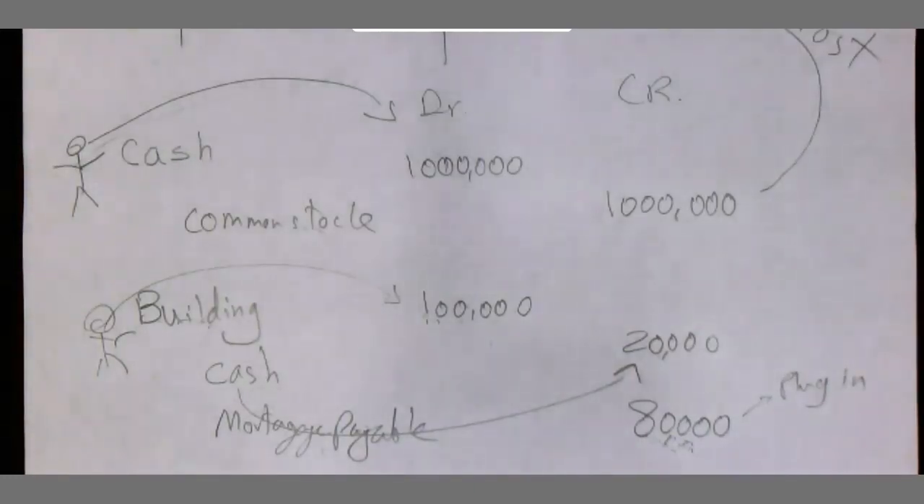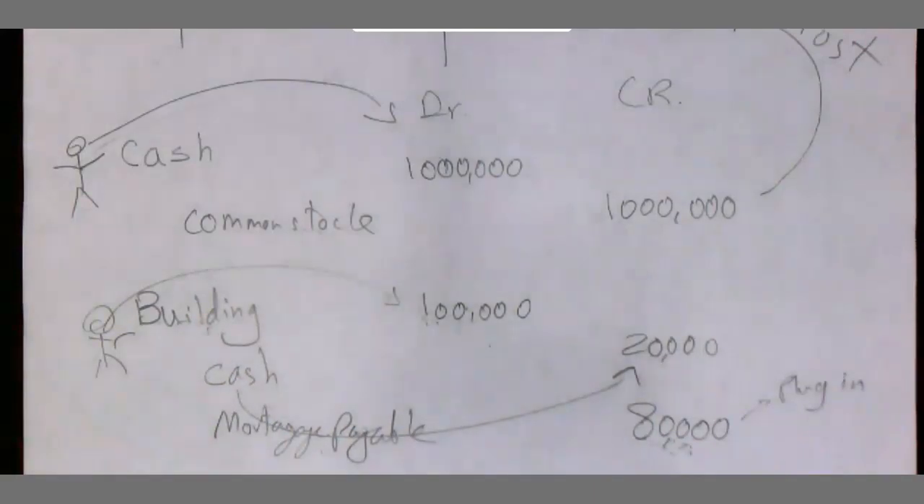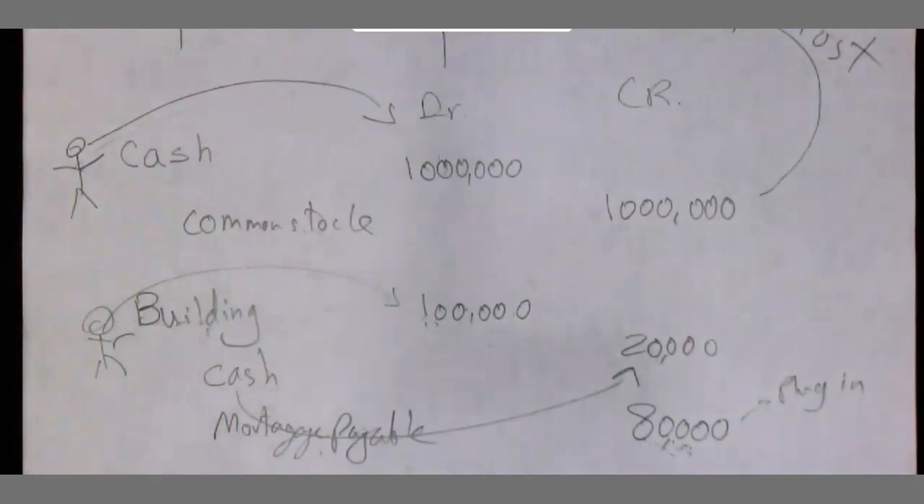Why do you capitalize something? Because the building doesn't have 1 year benefit. This building is 30 years benefit. So 30 years benefit, I'm not gonna expense it right now. GAAP says you cannot do that. If you have a building and it's gonna give you 30 years of benefit, you have to divide that building in 30 years and expense it little by little. We call it depreciation.